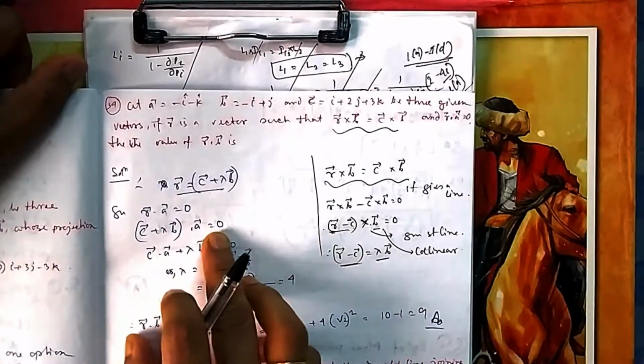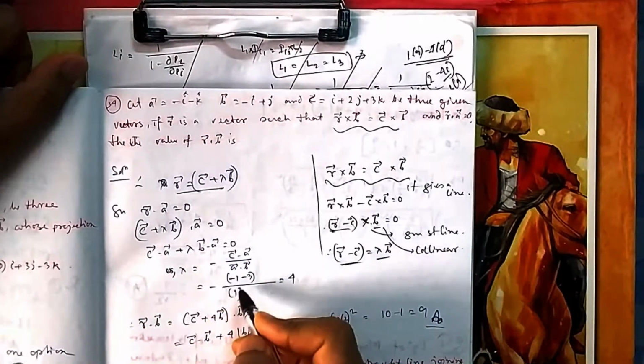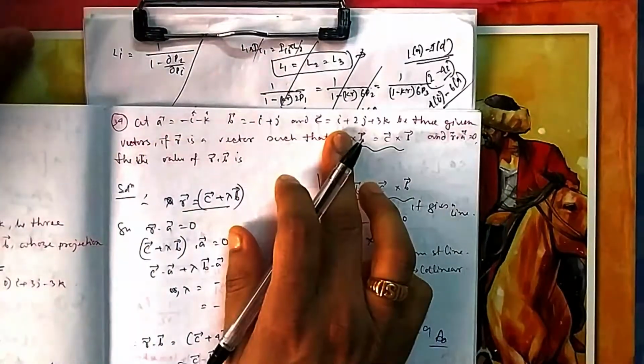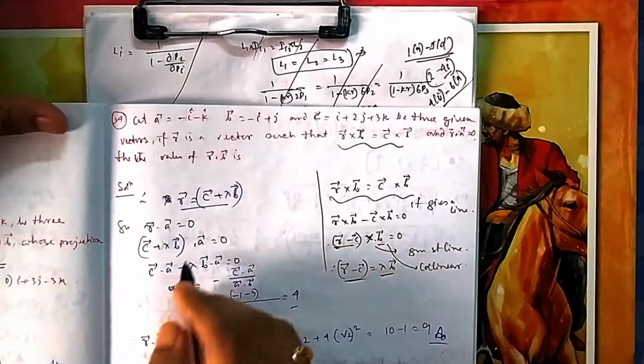R dot A is given as 0, so you dot it with 0: C dot A, B dot A. Everything you can find because A and B are given. So these dots can be easily done, and from here you calculate your lambda. So what is your lambda?